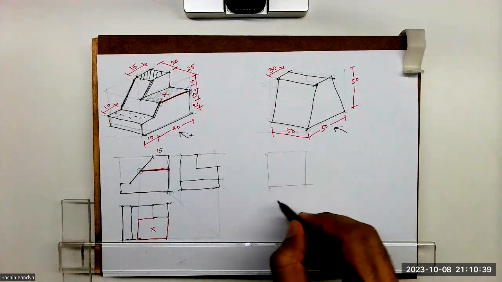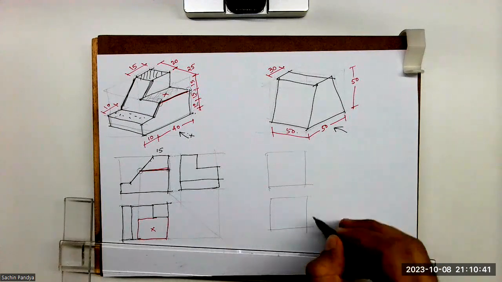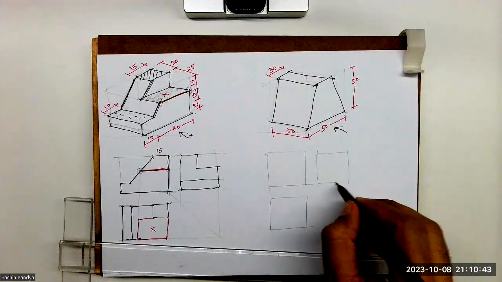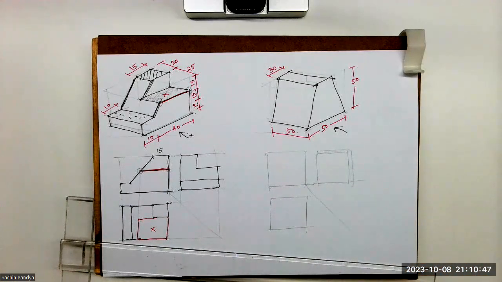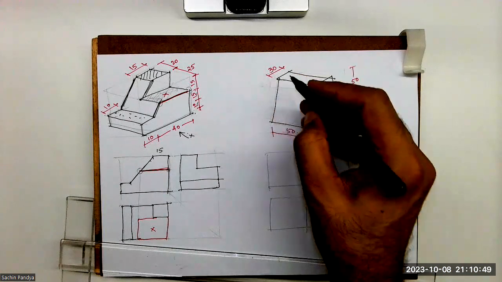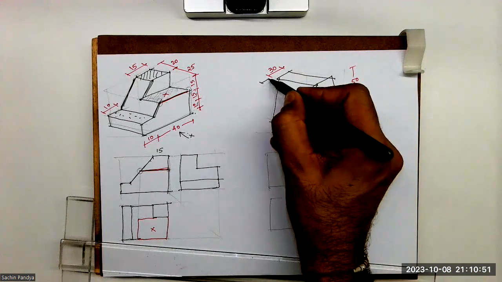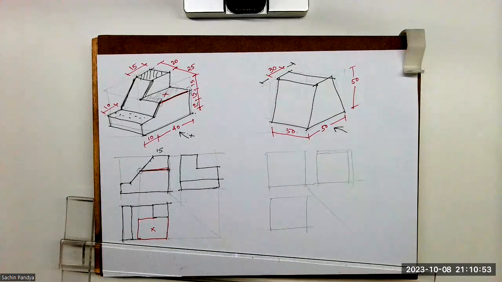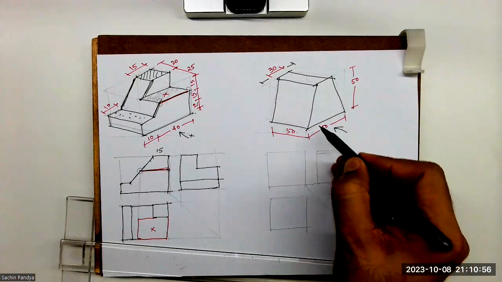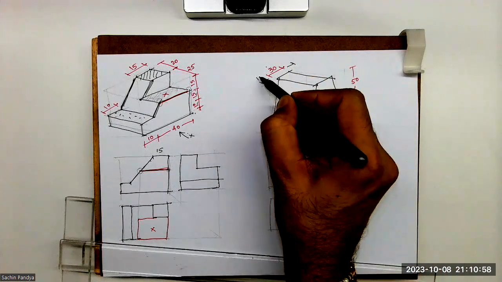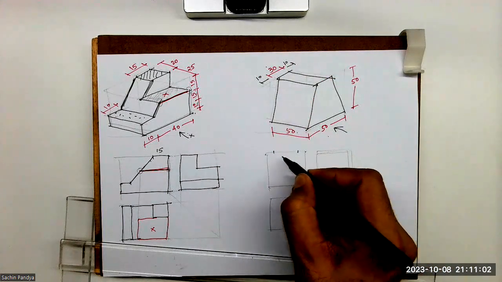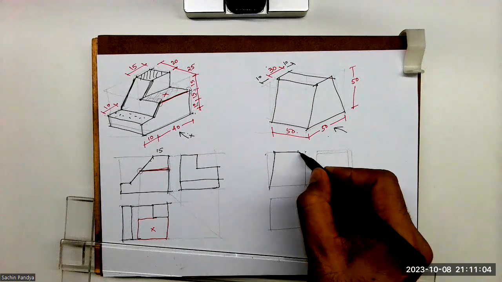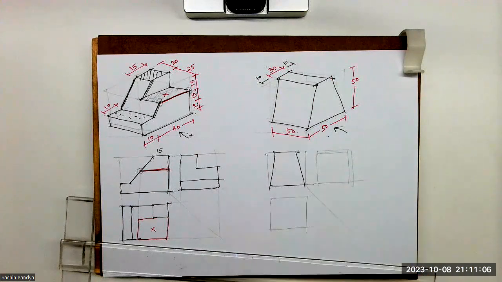So let's take, if I draw layout. Okay. Now how much is this? 30. Now they haven't mentioned how much from here, how much from here. So in orthographic, we will always assume 50 minus 30, 20. So 10, 10 on each side. So remember, you take 10 from here, 10 from here, and you draw slope. So this is how it will come.